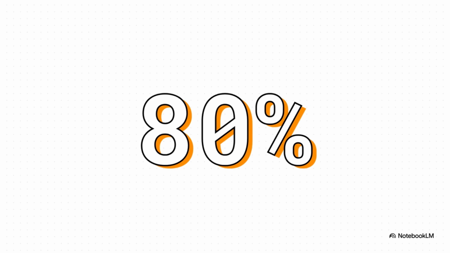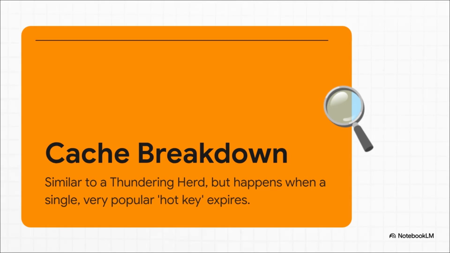Now imagine what happens when that key expires. You've just redirected the vast majority of your traffic straight to your database. So see, that's the big difference from a thundering herd. A thundering herd is when thousands of different keys expire. A breakdown is when just one key expires. But because that one key was the star player, the result is identical. A huge, focused blast of requests hits the database, all demanding the same thing, all at once.